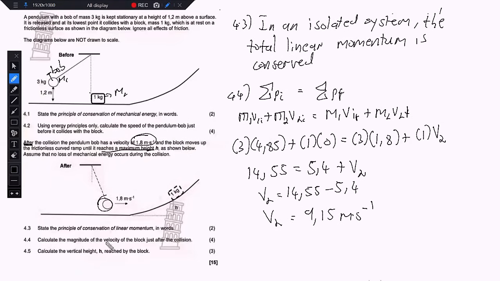And then they said the magnitude of the velocity. So let's say it goes to the right because it's the velocity. Velocity needs to have both magnitude and direction.